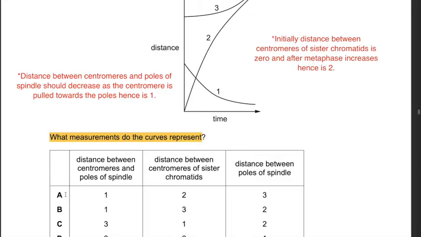Distance between centromeres and poles of spindle, 1. Distance between centromeres of sister chromatids represented by 2. Distance between poles of spindle represented by 3.